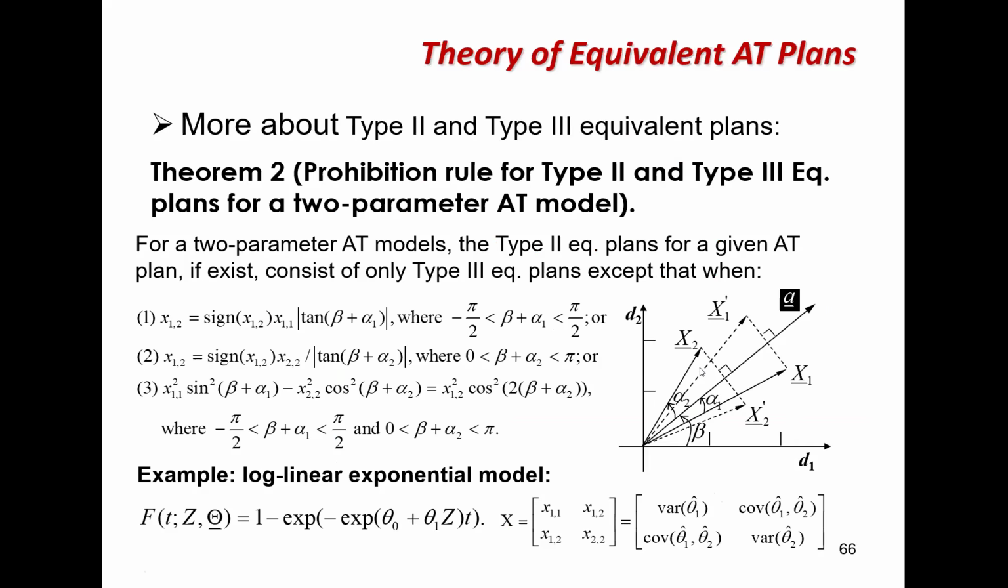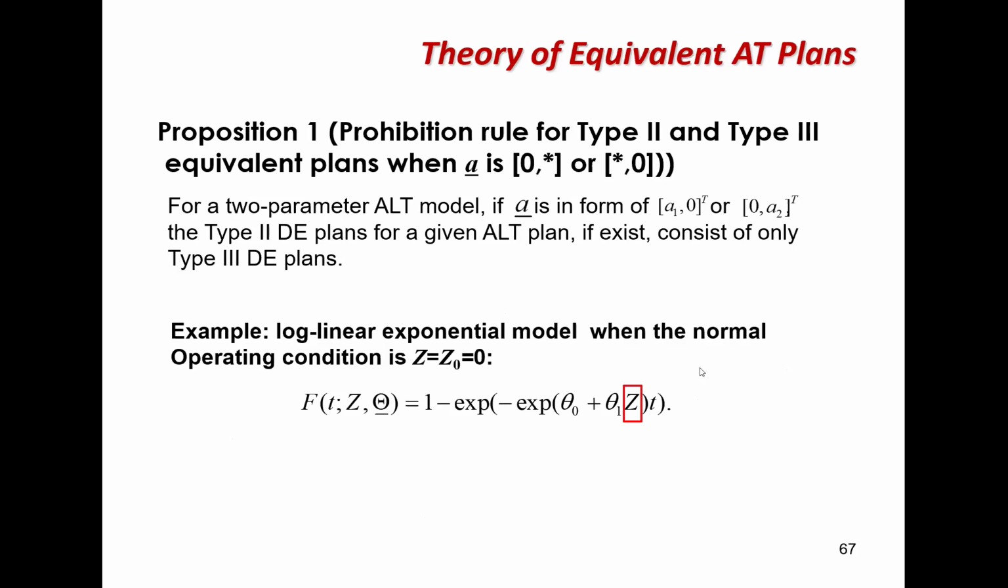We can also show another theorem, the prohibition rule for type 2 and type 3 equivalent plans for the 2-parameter ALT model. It says basically that for a 2-parameter ALT model, a type 2 equivalent plan for a given ALT plan is possible only if it consists of only type 3. In other words, if you want to come up with a type 2 equivalent plan, it turns out your resulting test plan must be a type 3 equivalent plan. You make the two variance matrices exactly the same. And there are some conditions that I won't spend too much time on.